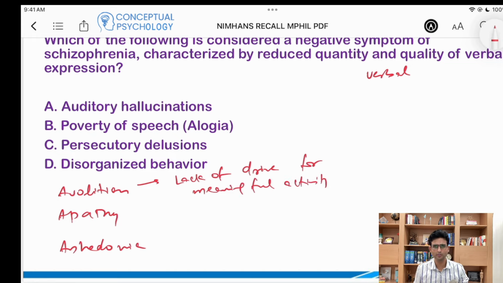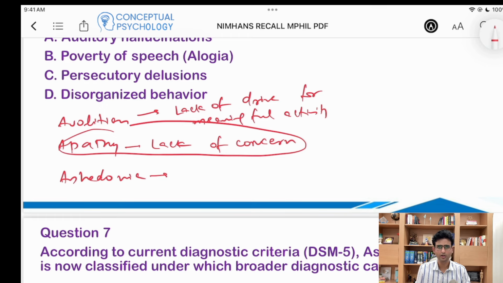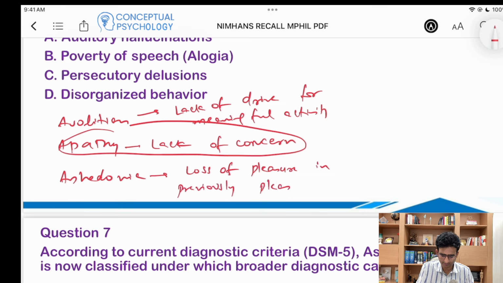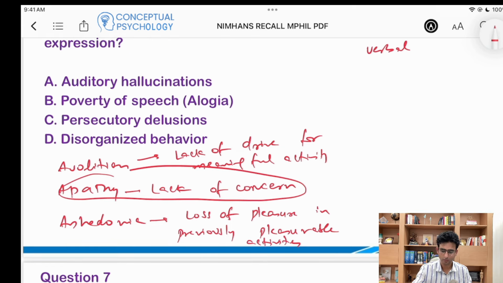Apathy is lack of concern. So there's a student who does not go to college. He fails the exam and now he's not even concerned about the results. That is apathy. Anhedonia, all of you know, is loss of pleasure in previously pleasurable activities. Things that used to make you happy in the past are no longer making you happy. Avolition, apathy, anhedonia. What next?